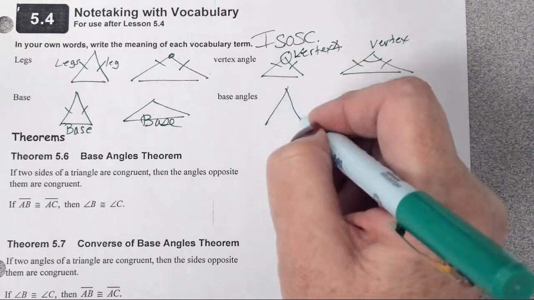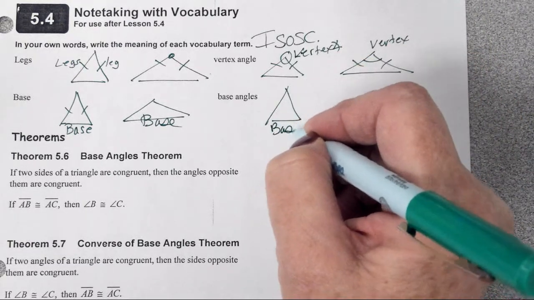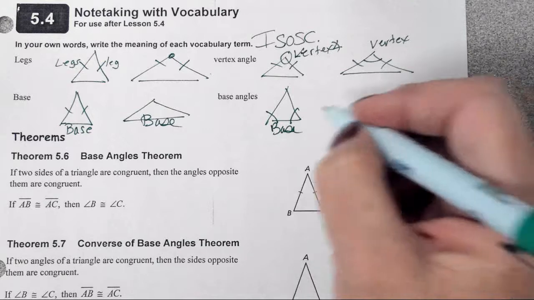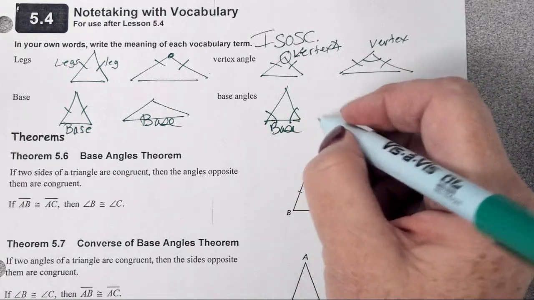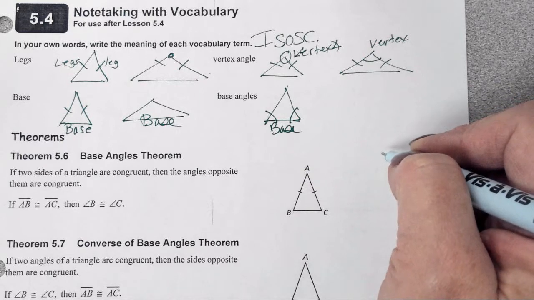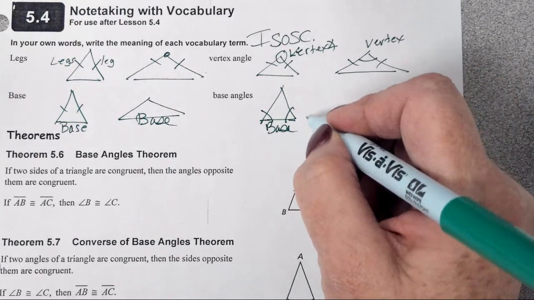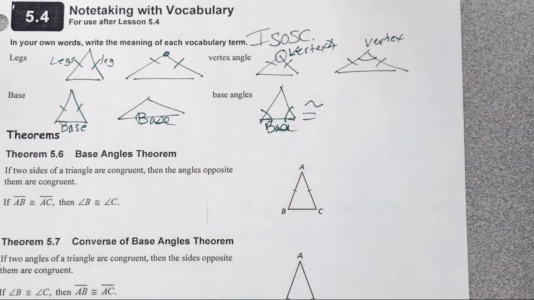Base angles. Well, if this side down here is the base, the two angles that are down here connected to the base are the base angles. So basically, the base angles are the congruent angles.